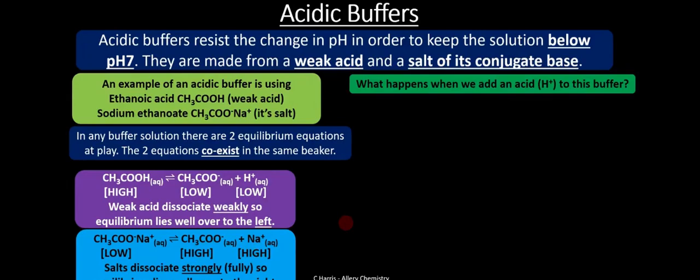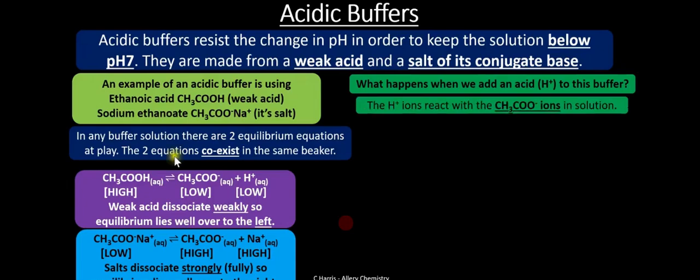So we need to understand how the buffer resists changes in pH. For this acidic buffer, I said it has to keep its pH below 7. So what happens when you add an acid? When you add an acid, the pH must fall. Must fall downwards, from 7 all the way down to 0. But what really happens now when you add an acid to a buffer such as this?